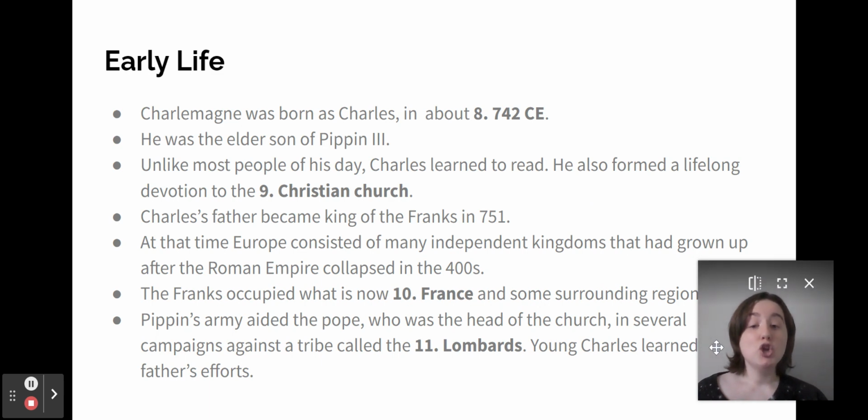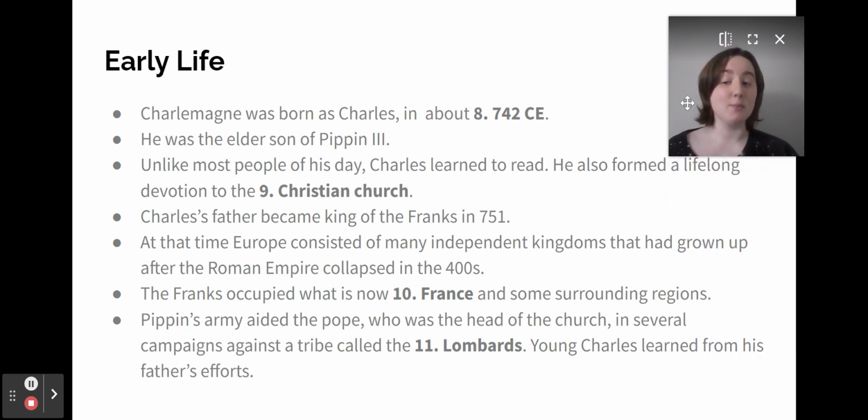At that time, Europe consisted of many independent kingdoms that had grown up after the Roman Empire collapsed in the 400s. The Franks occupied what is now France and some of the surrounding regions. Pippin's army aided the Pope, who was the head of the church, in several campaigns against a tribe called the Lombards. Young Charles learned from his father's efforts. So your blanks on this slide are 8, 742 CE, 9, Christian Church, 10, France, and 11, Lombards.